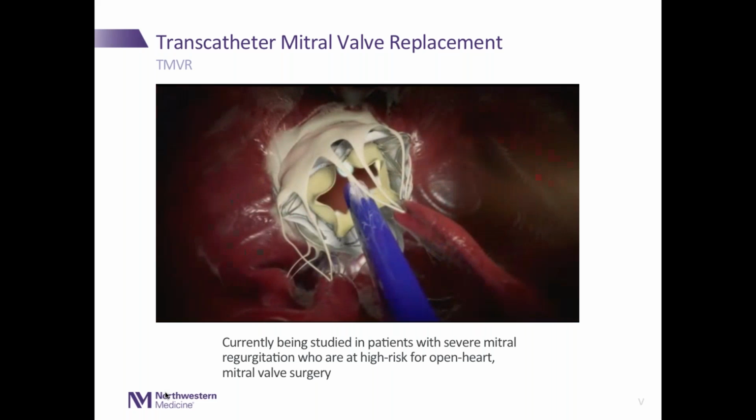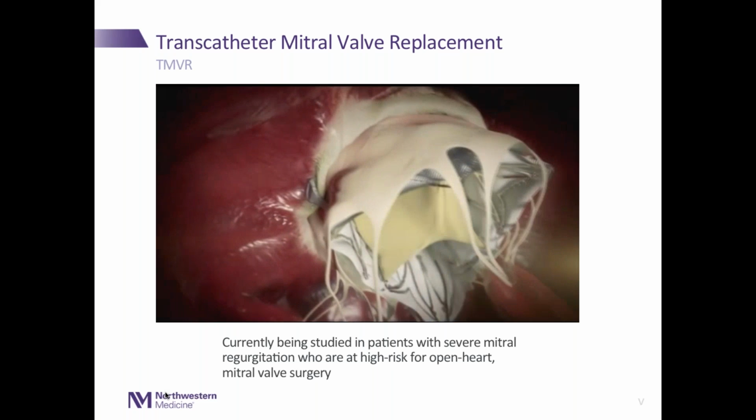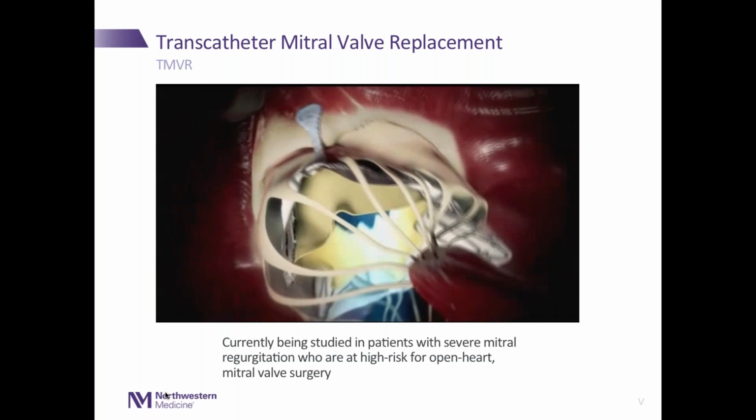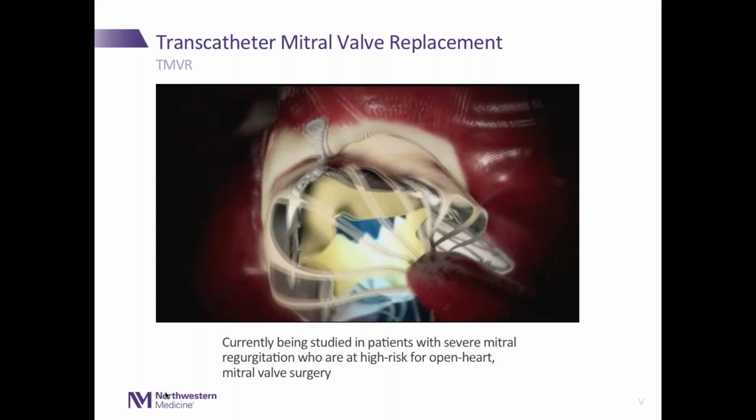Once this valve is in position, we can deploy the valve where it becomes immediately functional, completely abolishing the leakiness of the mitral valve. Next slide.